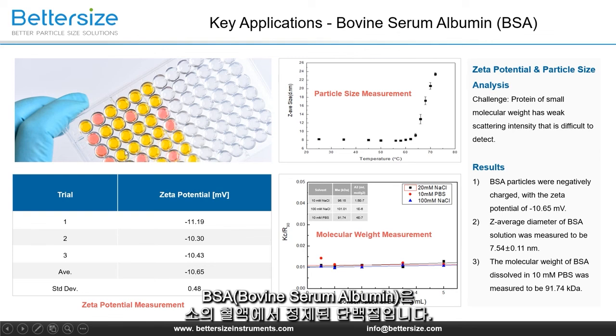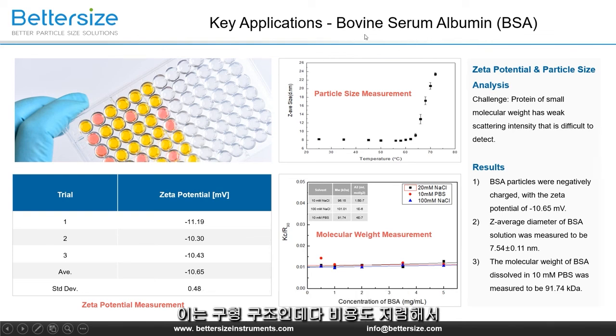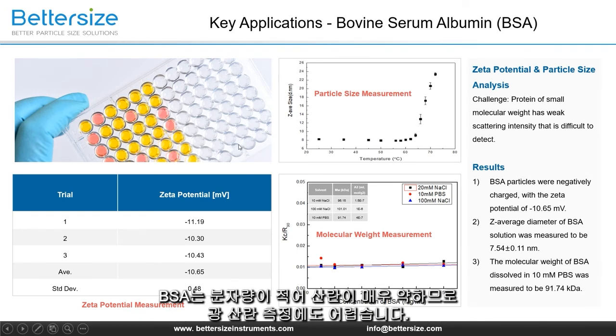BSA, bovine serum albumin, is a protein purified from bovine blood. Because of its spherical structure and low cost, it's a model protein widely used in industry and scientific research. BSA has very weak scattering due to its low molecular weight and is hard for light scattering measurements.